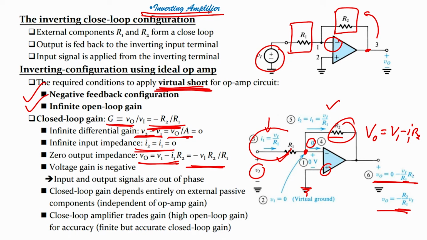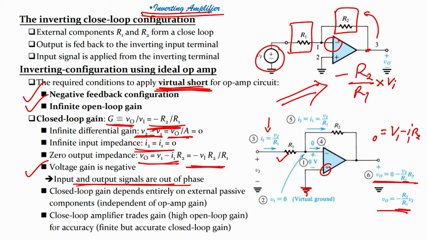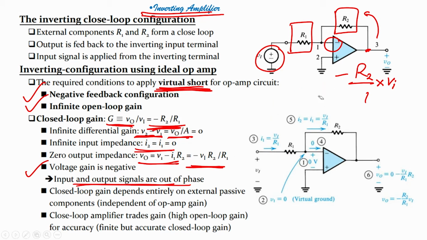Now, the voltage gain is negative, because in my inverting amplifier the voltage gain is minus R2 by R1. Then we can multiply by the input. So, the voltage gain is negative, which means input and output signals are out of phase. This is another concept we have seen: when you apply the input to the inverting terminal, which is right over here, it is applied to the inverting terminal.